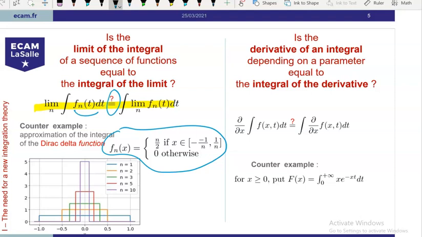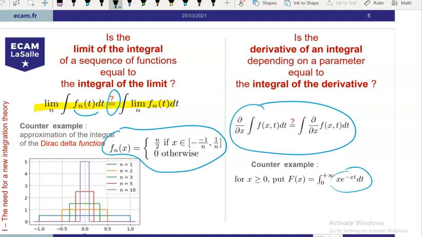And the other kind of question is, if I've got a function that depends on two variables, for instance this one, x e to the minus x times t, and if I want to integrate only with respect to one of the variables, what's happening? Is it continuous? Do I get something that is differentiable? And in such case, do we have that the derivative of the integral is the same thing as the integral of the derivative? Okay, so let's talk about these examples.